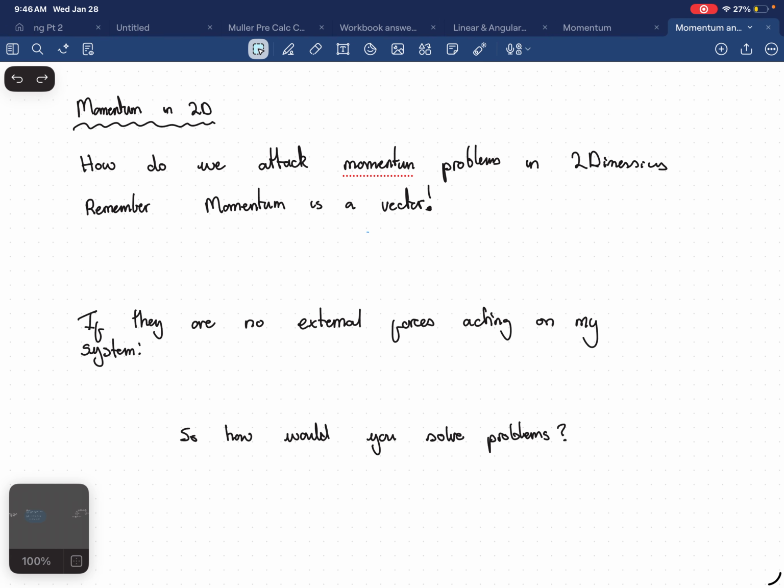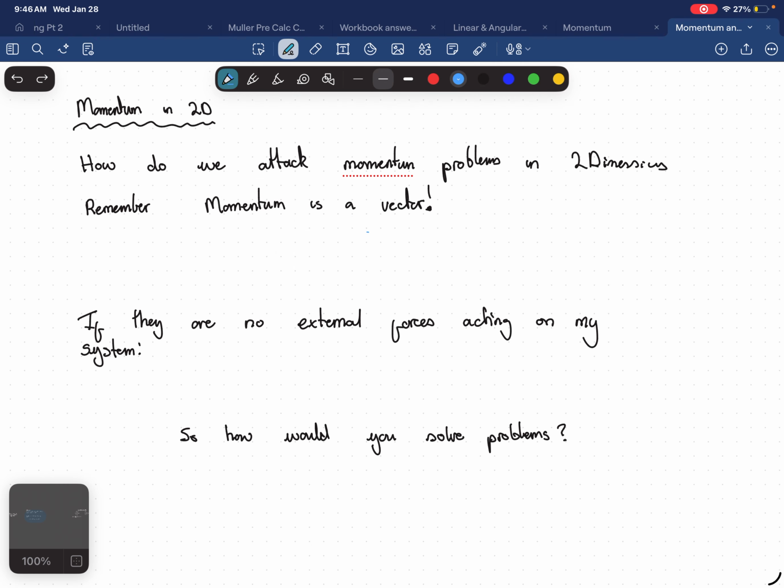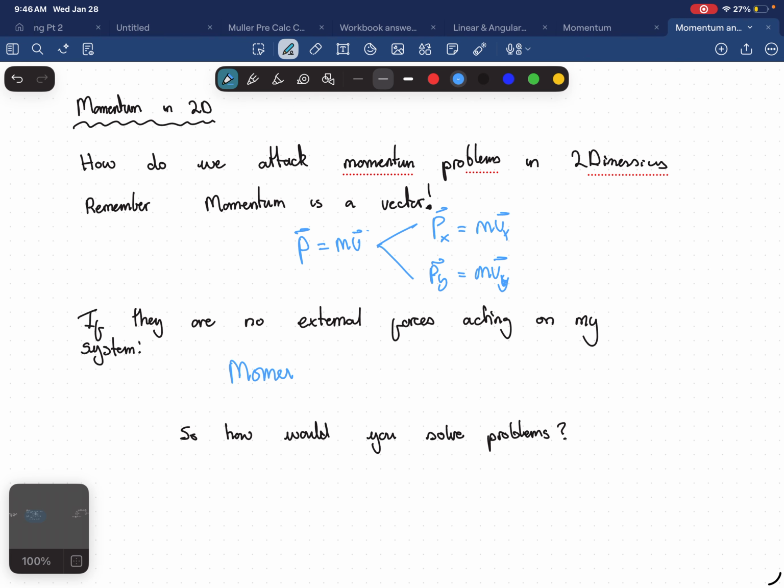So how do we attack problems in two dimensions? Well, remember momentum is a vector. P equals mv. I can break it into its components: Px equals mvx, and Py equals mvy. So if there are no external forces acting on my system, I know that my momentum is conserved.